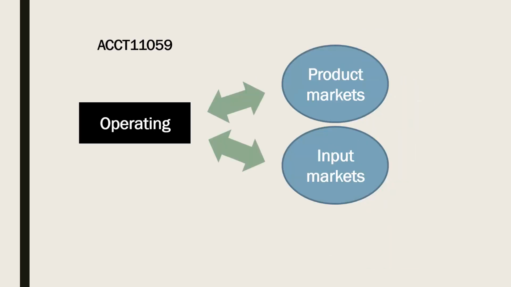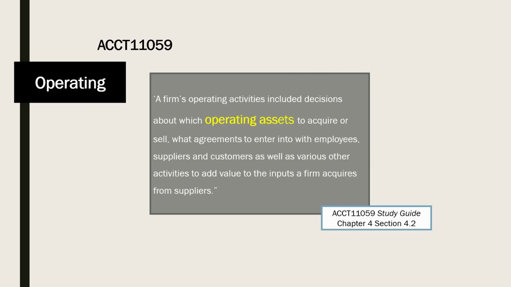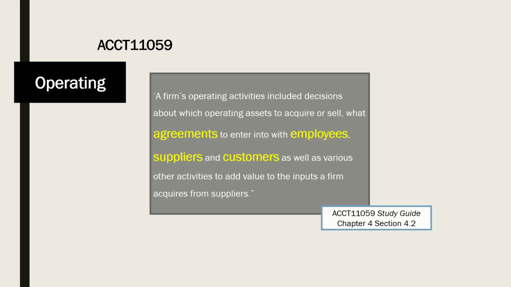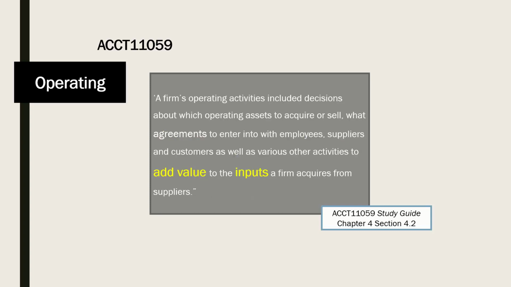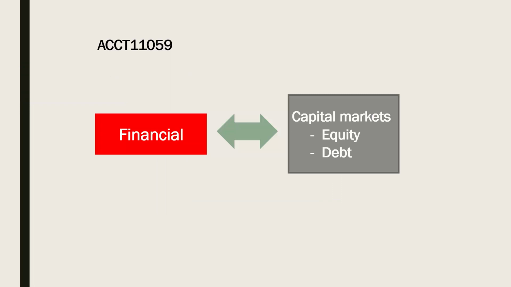In Act 11059, we saw that operating activities are a firm's interactions with the product and input markets. This includes deciding what operating assets to acquire or sell, what agreements to enter into with employees, suppliers and customers, as well as various other activities to add value to the inputs a firm acquires from suppliers. And we also saw in Act 11059 that financial activities of a firm are its interactions with the capital markets, with equity and debt investors.